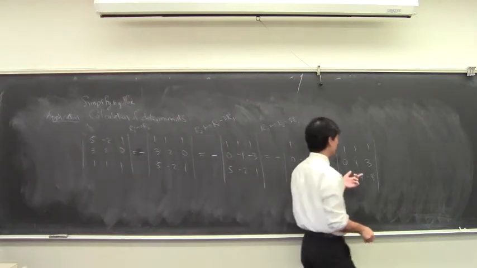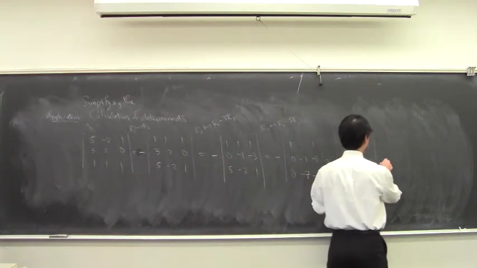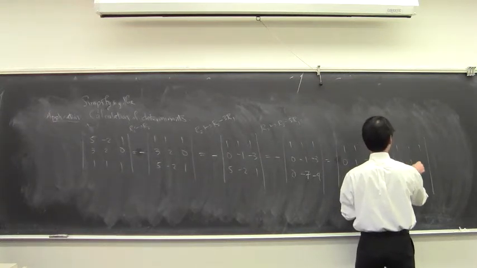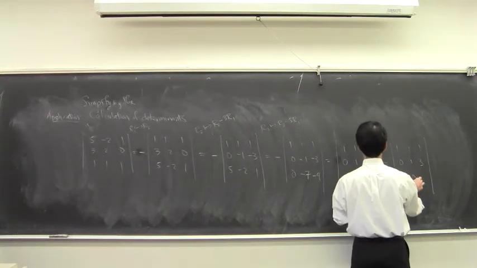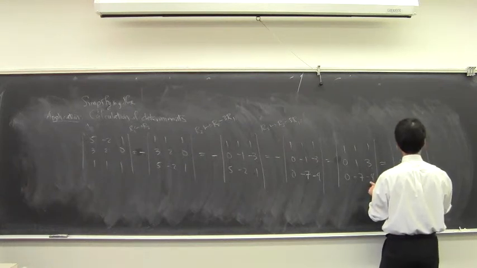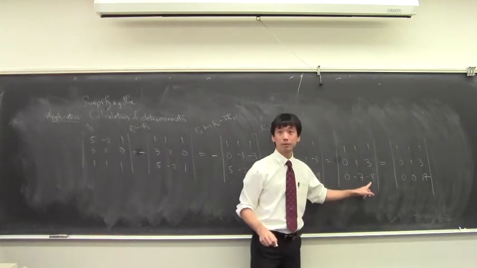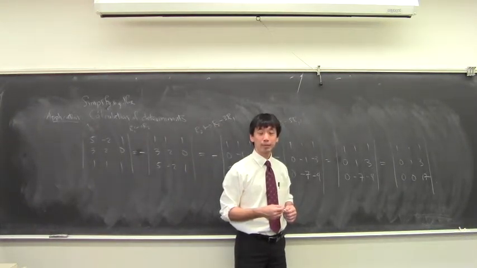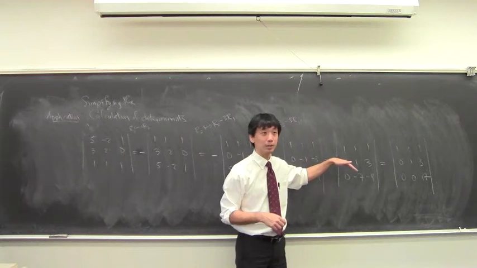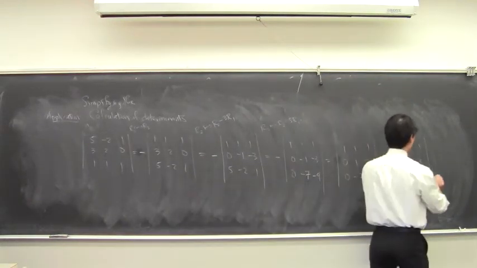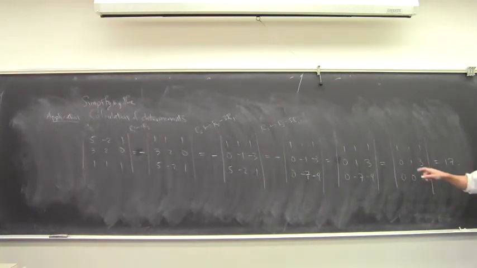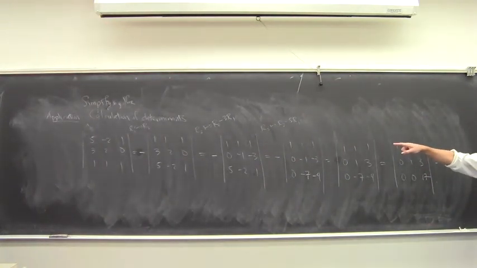And now I'm going to take 7 of these and add them onto this. That doesn't change the determinant, so nothing happens. 1, 1, 1, 0, 1, 3, 0, 0, 21, 17. Right? So I'm done with my Gaussian reduction. I've got an upper triangular matrix. The determinant is easy to calculate, right? And so I see that my original matrix's determinant is 17. Okay.